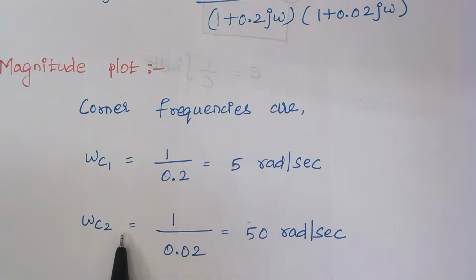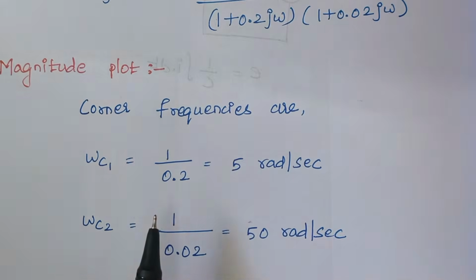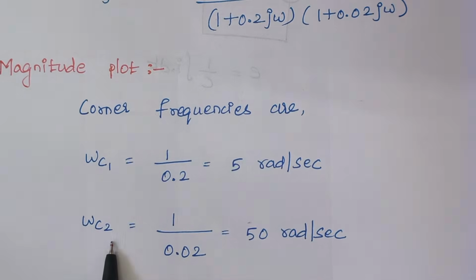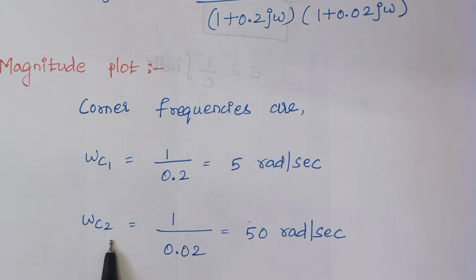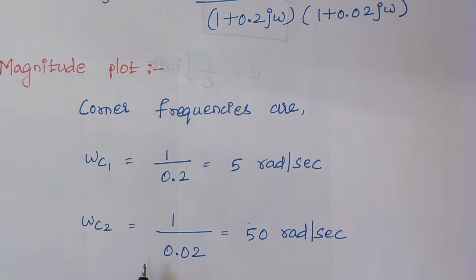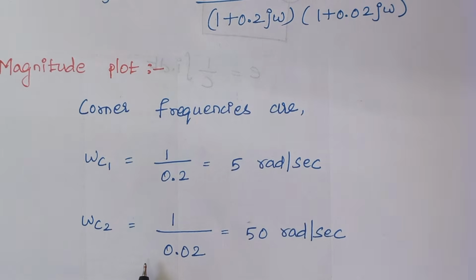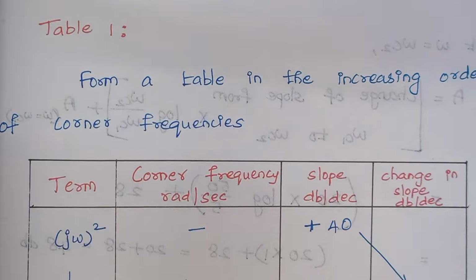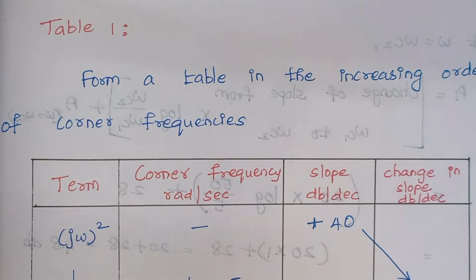Suppose I had a corner frequency of 25, then I would name that one omega C2 and this 50 omega C3. That is, the corner frequencies should be named in ascending order. Since this is the first problem, try to learn what I am saying, then you can easily do the remaining things. Hope you understand how to calculate corner frequencies. After finding them, you give the names 1 and 2 in ascending order. That's it.